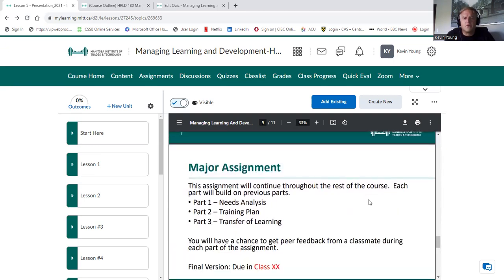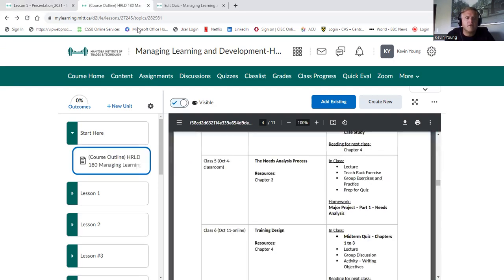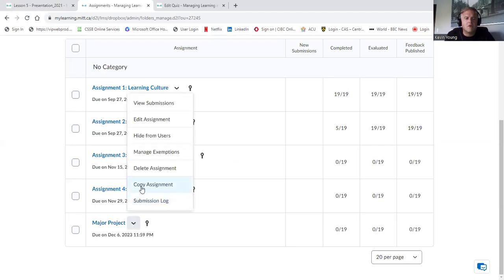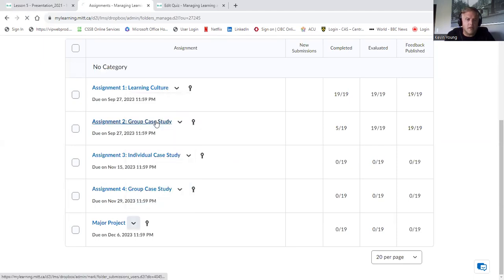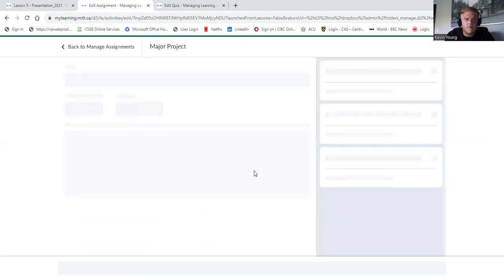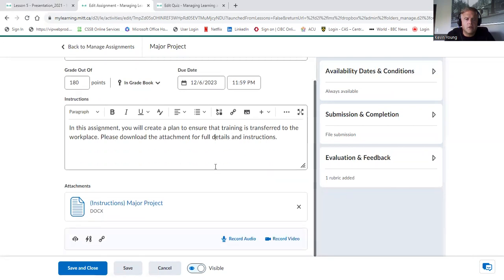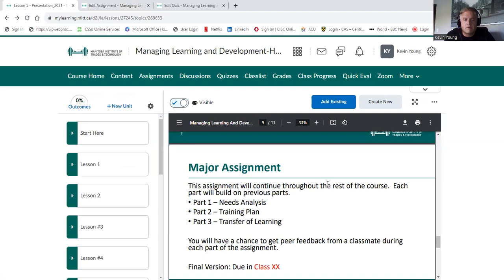All right, so the major assignment. This is what I believe was listed under the assignments tab, which is the major project. If I just open this up for half a second here, let this load. Yeah, okay. And this is due in December. So let me go back to here. This assignment will continue throughout the rest of the course.